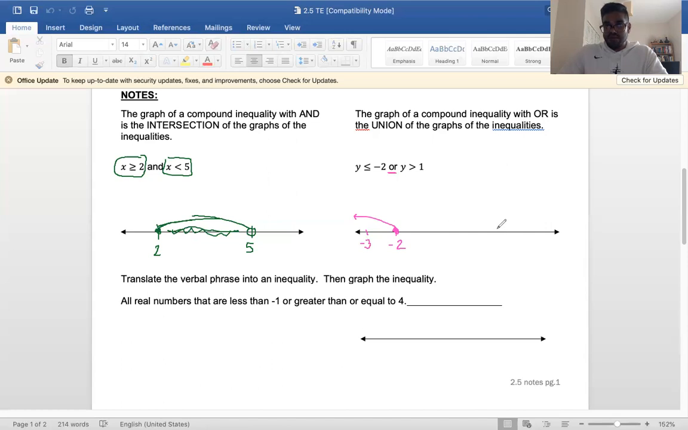Or y has to be greater than 1. We're not going to be equal to 1, so we're going to do an open dot. And then y's got to be greater than this. It's got to be bigger than it. So anything over here.